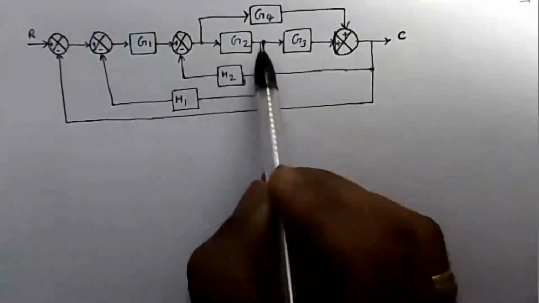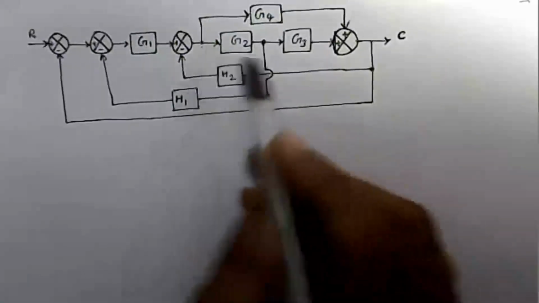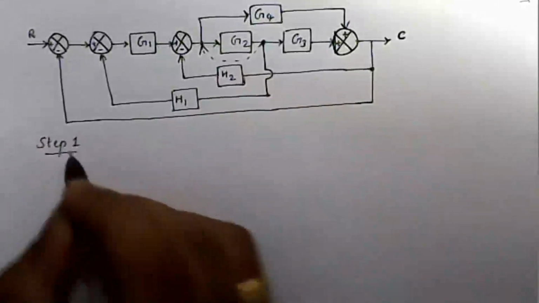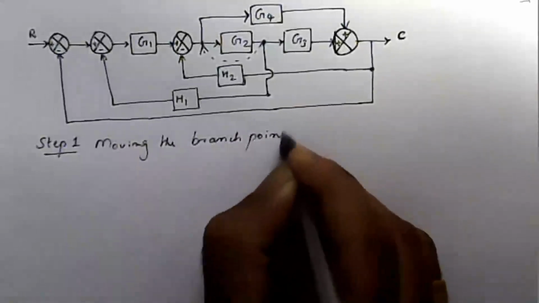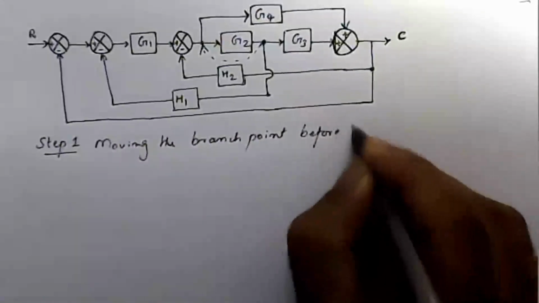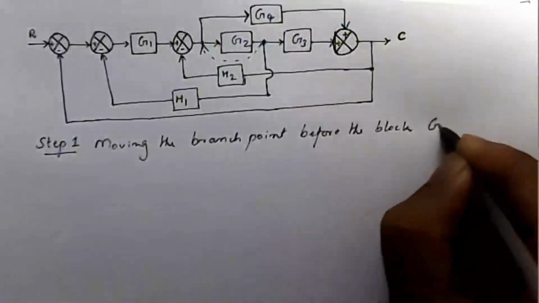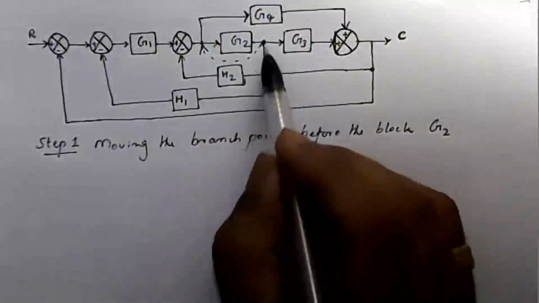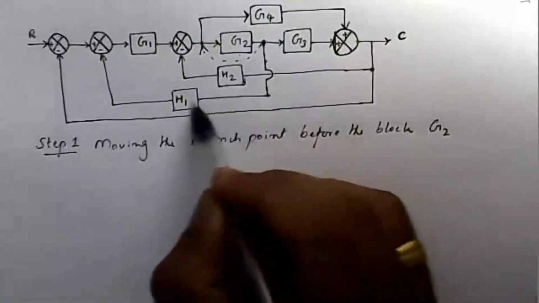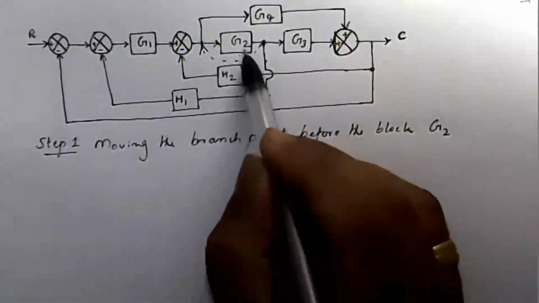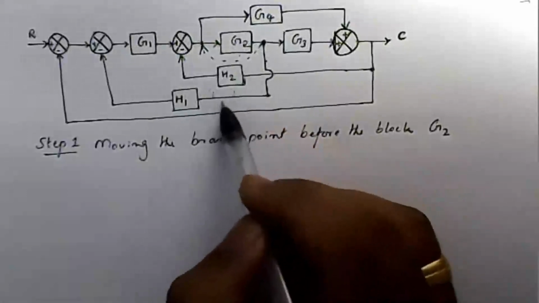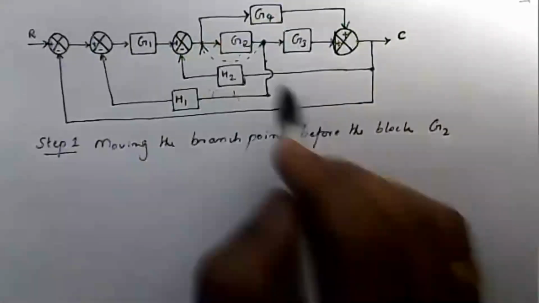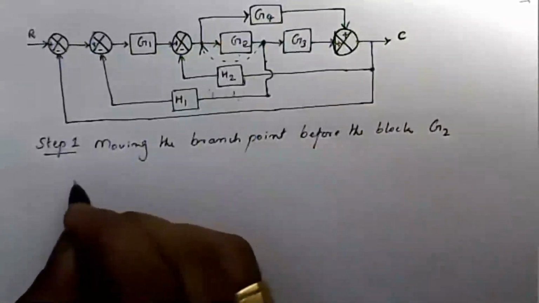Now I am going to move the second takeoff point before the block G2. That is step number 1, moving the branch point or takeoff point before the block G2. The rule is this branch is moved here. In this branch, add or multiply this block. Here G2 comes into this feedback loop. Therefore, this block diagram becomes as follows; I am going to redraw this block diagram.